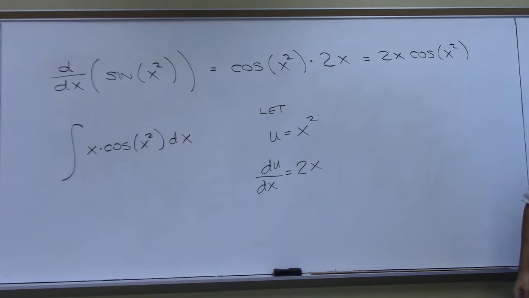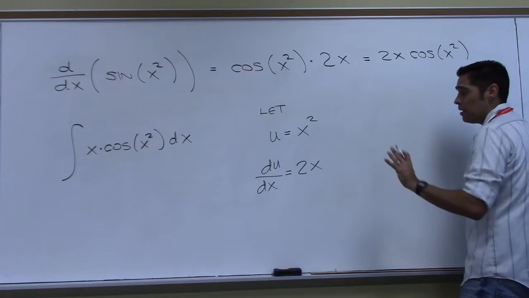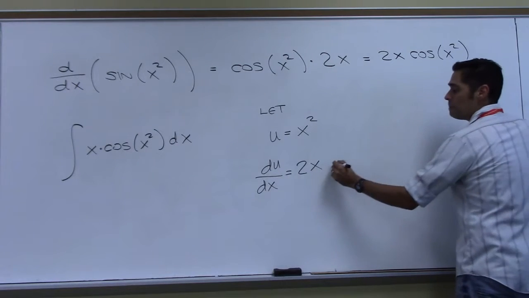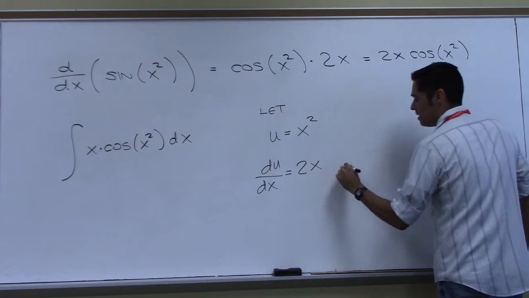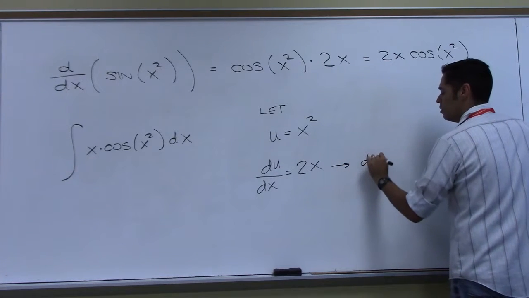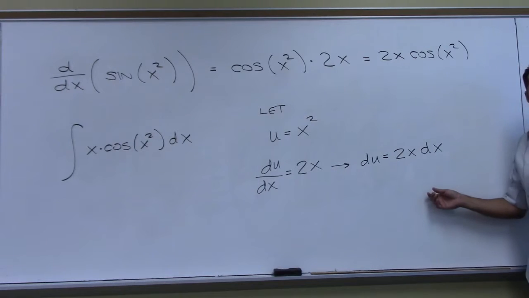Everyone with me? Okay, now the next thing I'm going to do, and this is pretty much standard the way I'll do it the rest of the semester, is I'm always going to clear this dx on this side, basically multiplying both sides by dx. So getting du is equal to 2x dx, right? And remember, that's multiplication right there.